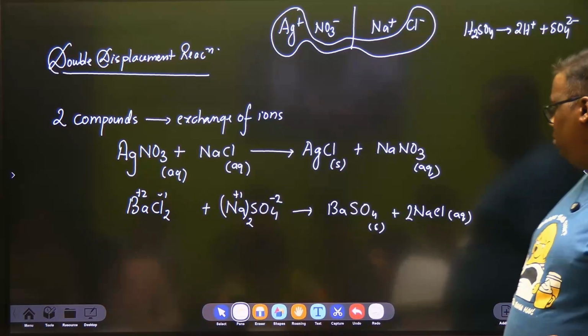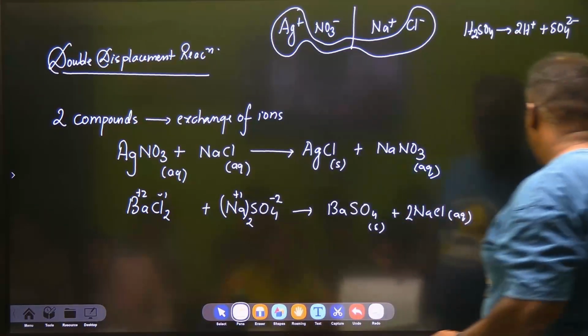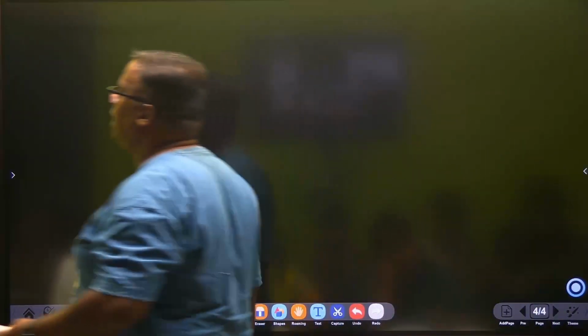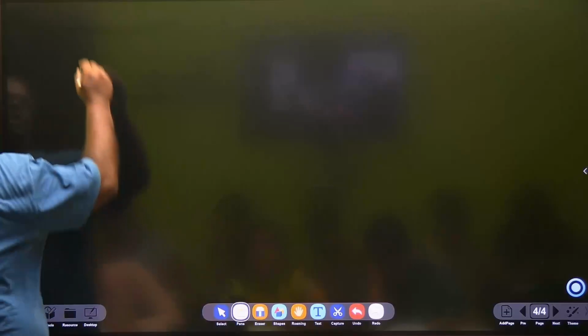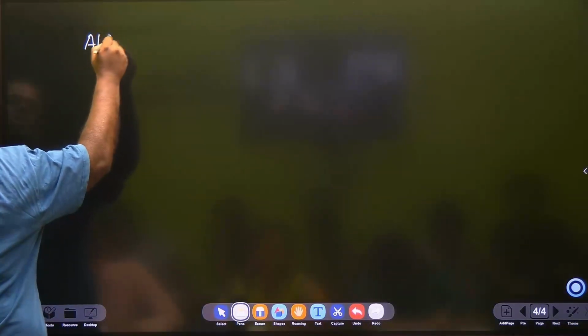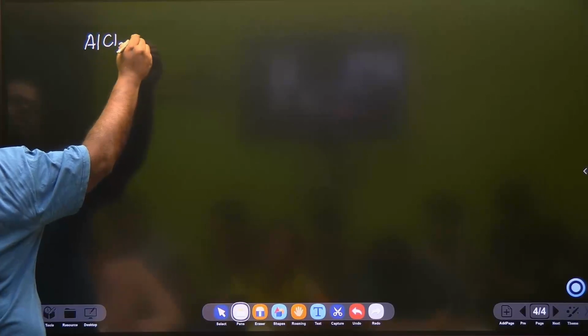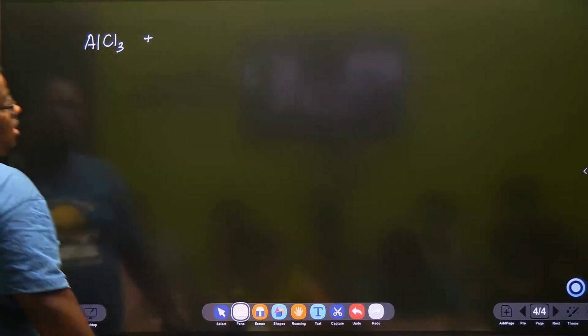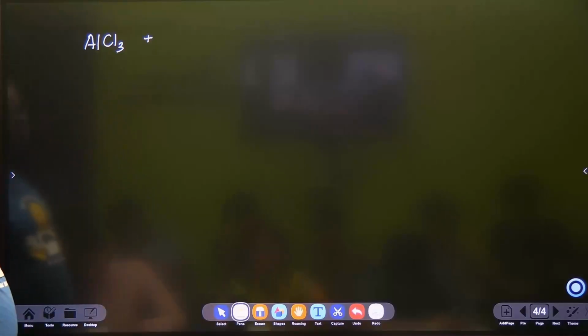Okay, let's take one more. Aluminium chloride, try to write. Aluminium is from group 3, so it will always be plus 3. Chlorine will come, AlCl3. Aluminium chloride reacts with ammonium hydroxide.